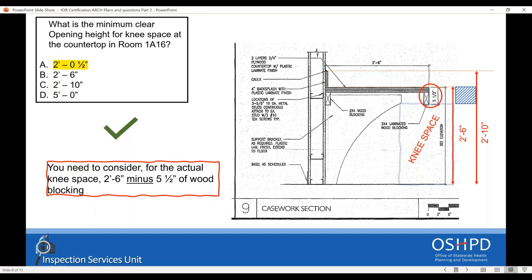And I did the hatch in blue for the wood block, because of course the knee cannot go through the wood block. So the remaining is the knee space. And so 2 feet and 6 inches minus the 5.5 inches gives you the answer A. Any questions?